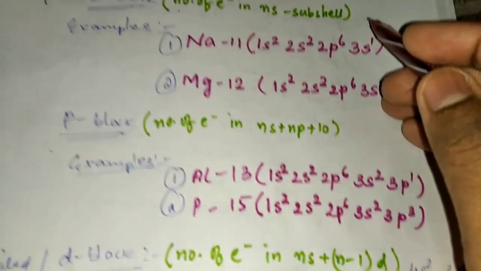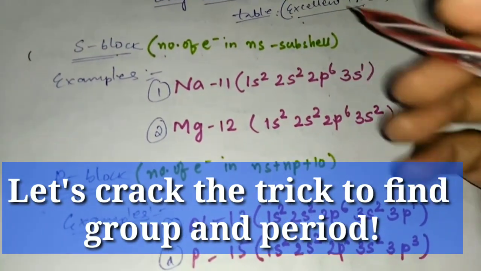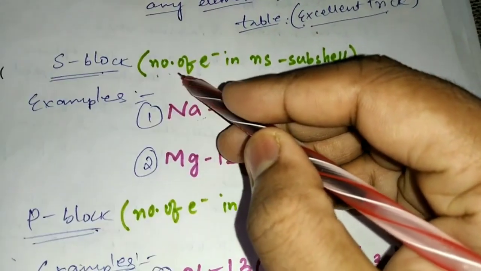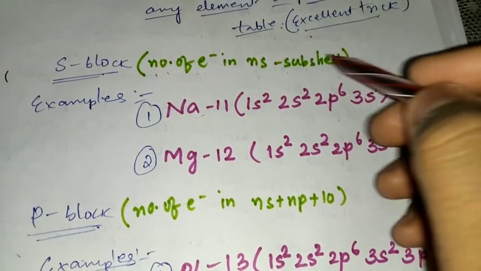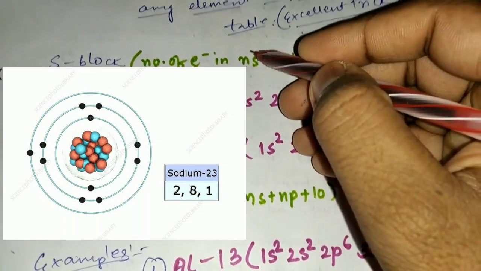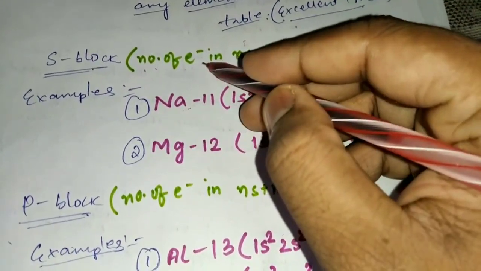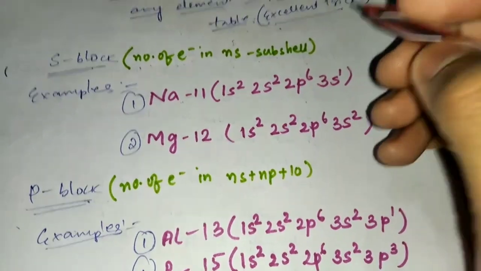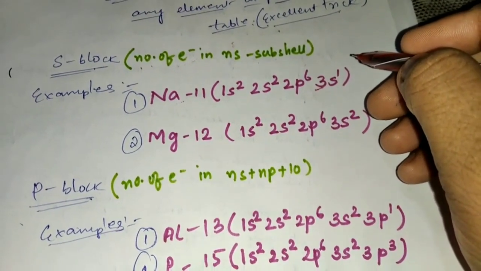Keeping this in mind, let us find out the trick to find this for the S block elements. I have taken an example of S block elements. Remember, for S block you can find the number of electrons in the ns subshell. Whatever the highest nth shell, how many electrons are present in that ns subshell gives us the group number, and the highest n number is called the period number, right all of you? So let us find out.